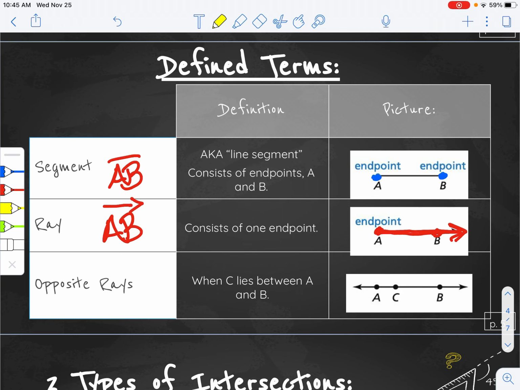Now if we had another ray right here, and it was going this way.